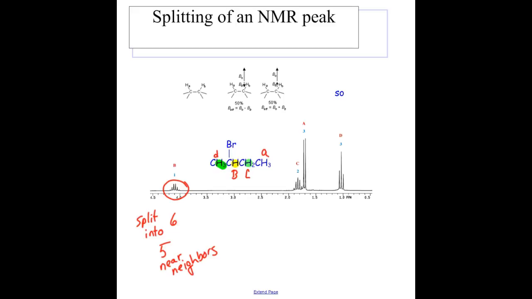Let's take a look at my C hydrogen. I'm going to erase these colors, and I'm going to color that one blue. And it has split into 5. Split, split, split, split into 5. And if I count its near neighbors, it has 3 here and 1 here. 4 near neighbors.